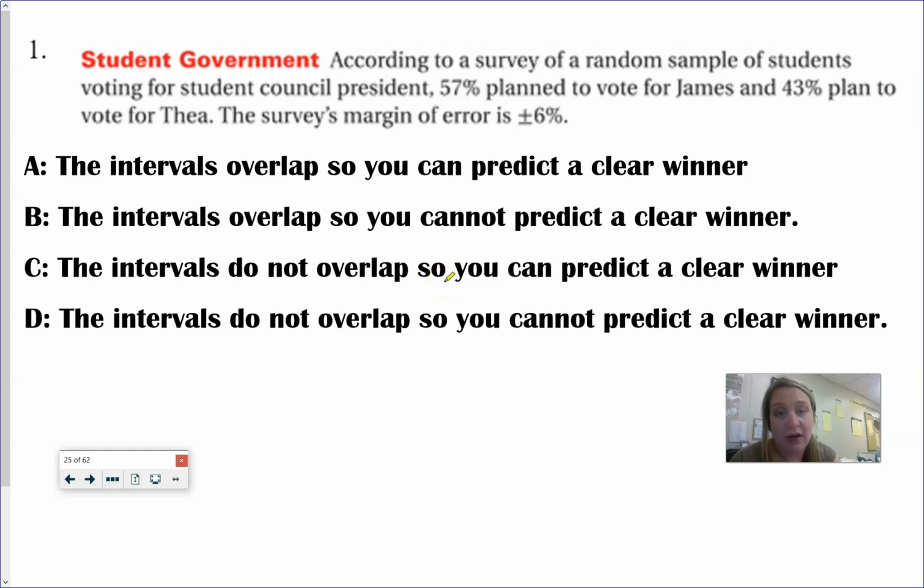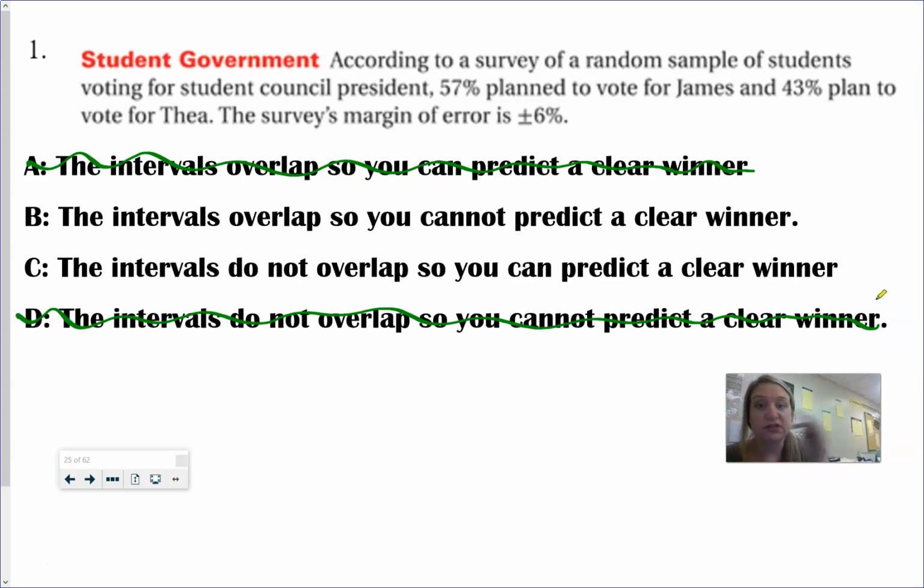So I don't have to do any math right here at the very beginning. If they overlap, we cannot predict a winner, right? So we know this is an impossible answer. Intervals don't overlap. Well, then if they don't overlap, I should be able to pick a clear winner, right? So I know A and D can't possibly be true, there's no math in the world that would make those true statements. They either overlap, so I can't predict, or they don't overlap, so I can predict. Those are my only two options. Okay, so for any math, A and D are gone.